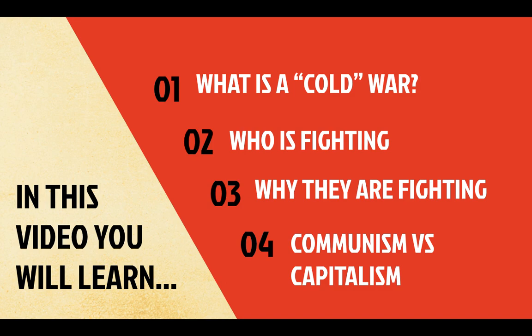So in this video, we're going to cover four things. We're going to cover what a Cold War means. Then we'll talk about who is fighting. After that, we'll cover why they are fighting. And we'll finish up by talking about two vocabulary words that often confuse people, and those are communism and capitalism.